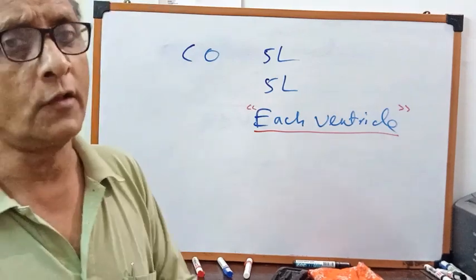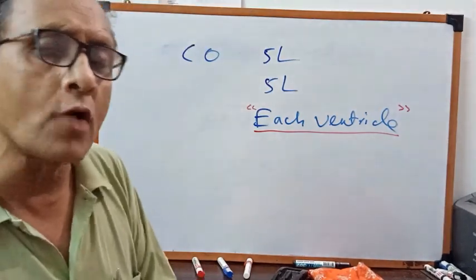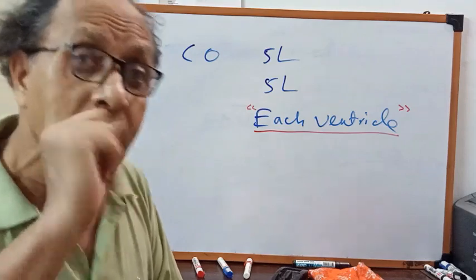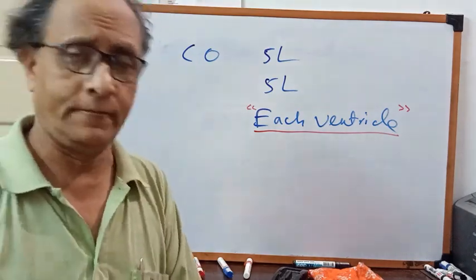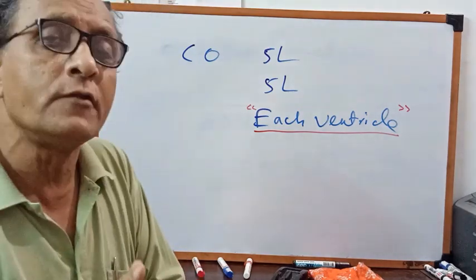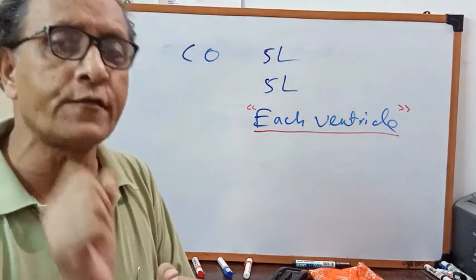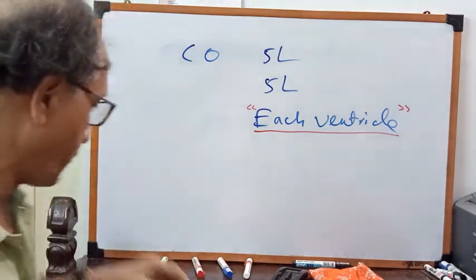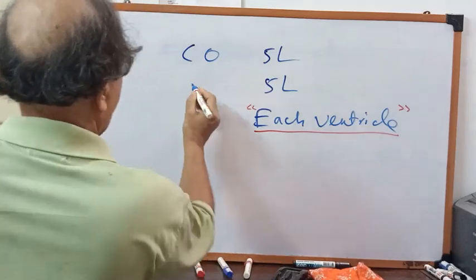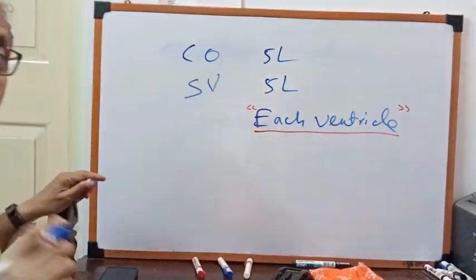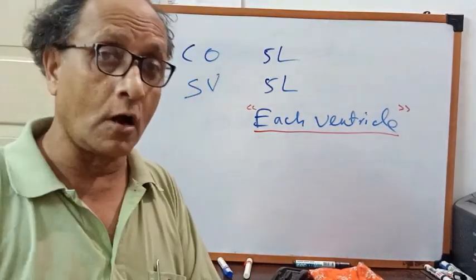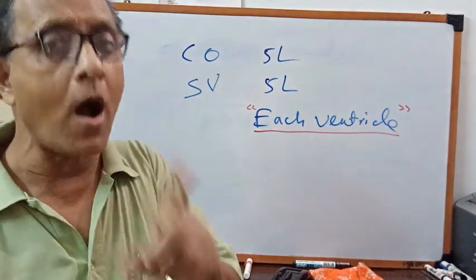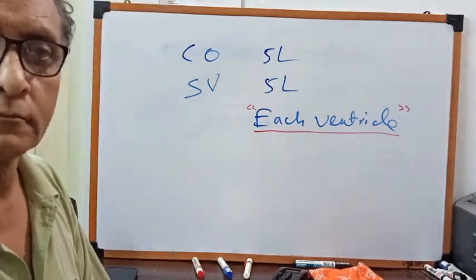What is stroke volume? It is the amount of blood coming out of each ventricle per beat. That is the definition of stroke volume: the amount of blood coming out of each ventricle per beat.